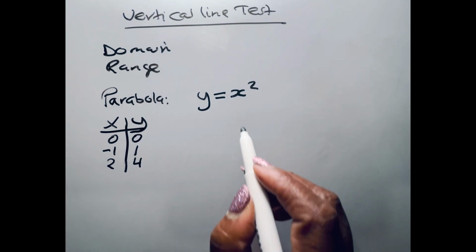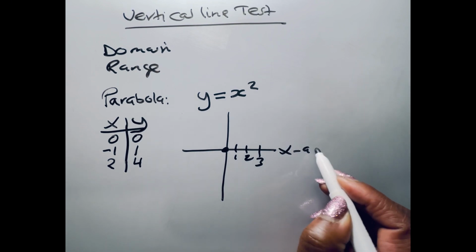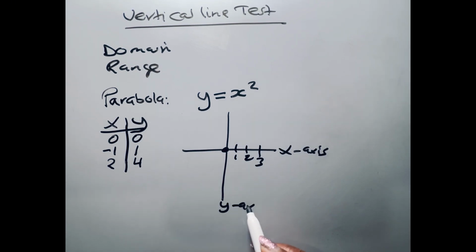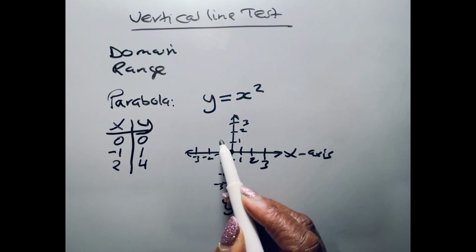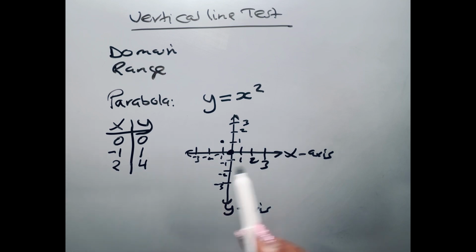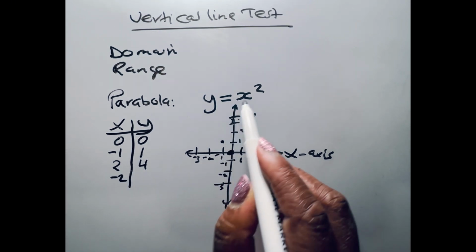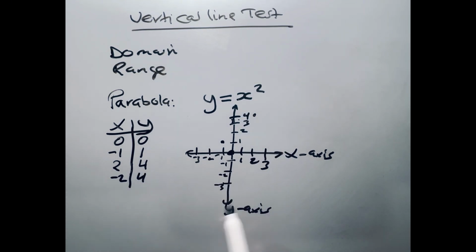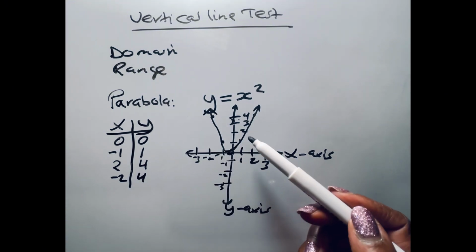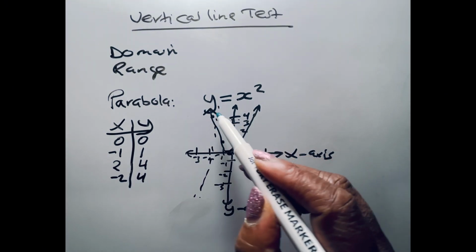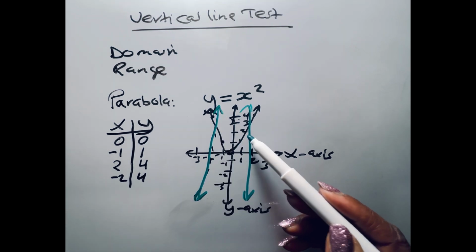And if we go ahead and try to graph this, this is the x-axis, this is the y-axis. Our first point is 0, 0. Then we have -1, 1. Then we have 2, 4. We'll also have -2, where -2 squared is still 4, so -2, 4 goes right here. This is our parabola.